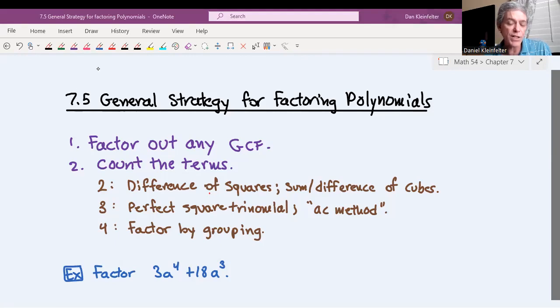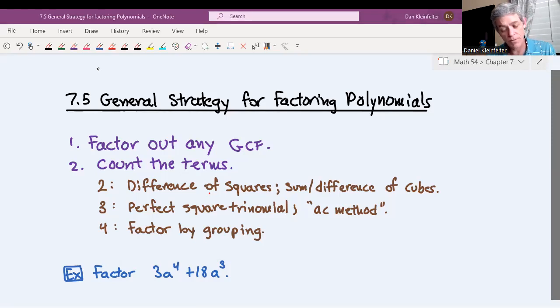There's a set of steps to follow. First of all, you always want to check and see if there's a common factor that can be factored out. That was what we started with at the beginning of this chapter, common factors. So start with that. Factor out as much as you can. Once you've done that, count how many terms are left. For our class, it's going to be 2, 3, or 4 terms in all likelihood.